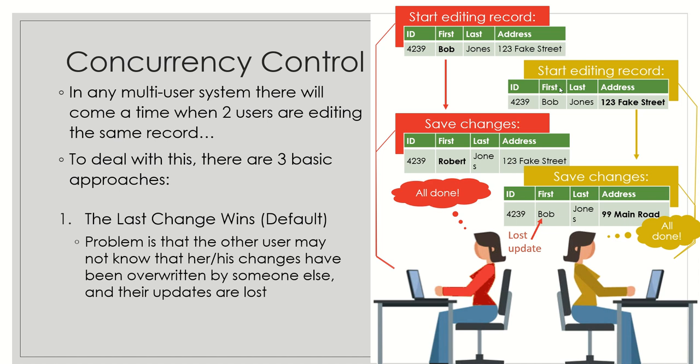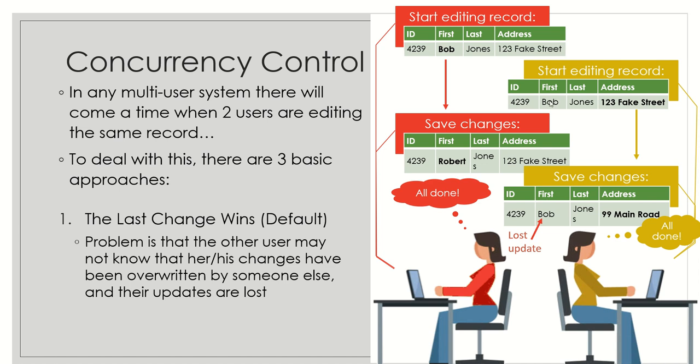So they're both working on it at the same time. Now, red shirt is done typing, Robert, and she saves her changes, and it is all completed. Meanwhile, yellow shirt's still typing. Now, when yellow shirt finishes and saves, her changes are saved with the original name, Bob Jones.